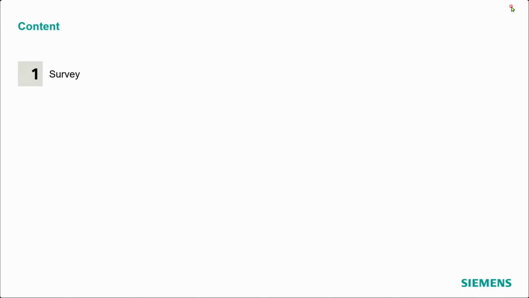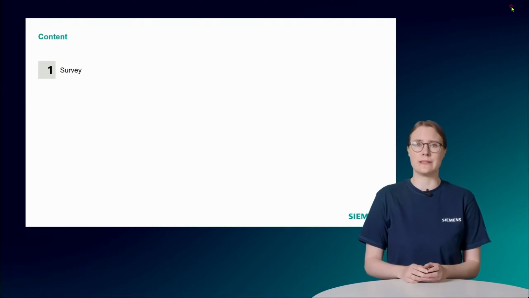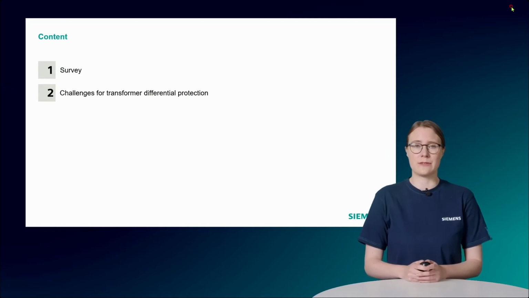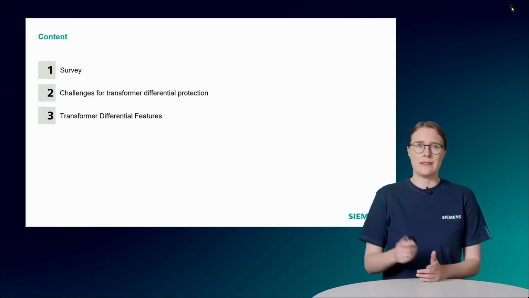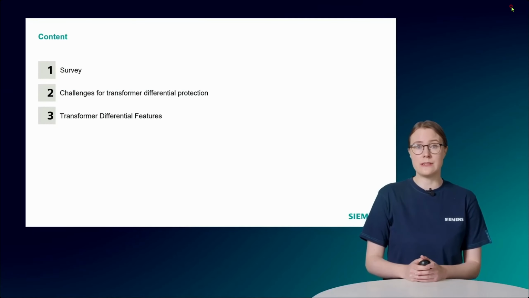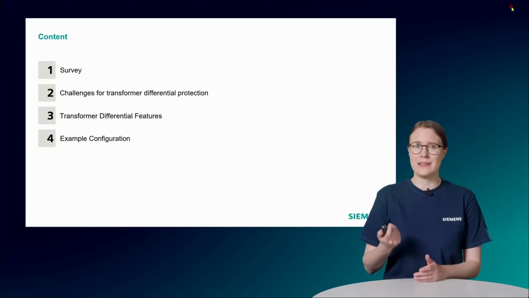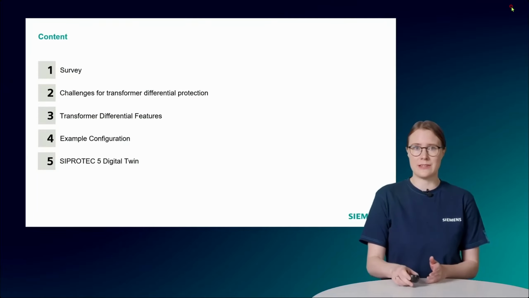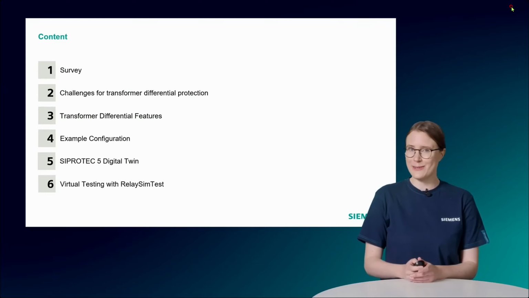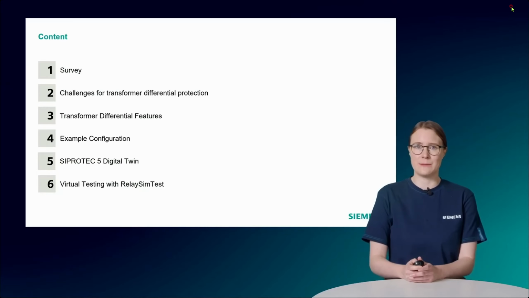Here you see the agenda for this session. In my presentation, I will start with the results of a customer survey we made, followed by the key challenges for transformer differential protection. Then I want to explain new features introduced in SIPROTEC 5 compared to the previous SIPROTEC 4 protection family. Next, I will show you the example configuration Lukas will use for his demo part. I will finish my part of today's session with presenting the general benefits of a virtual testing approach using the SIPROTEC 5 digital twin. Then I hand over to Lukas and he shows you the benefits of Relay SimTest and gives you a demo.